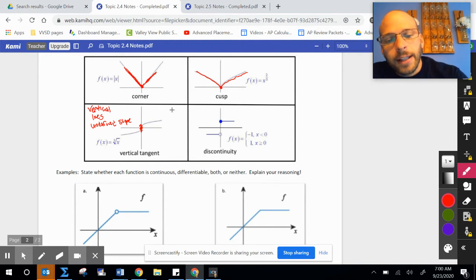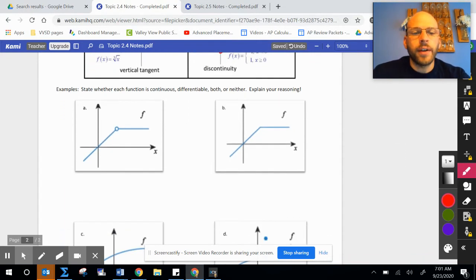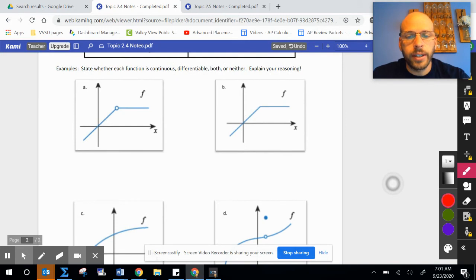And then last but not least, the first criteria of differentiability, or the first criteria for a derivative to exist, is it has to be continuous. So anytime you have a discontinuity, your derivative would not exist. Okay, so there's a few graphs down here. State whether the function is continuous, differentiable, both, or neither.